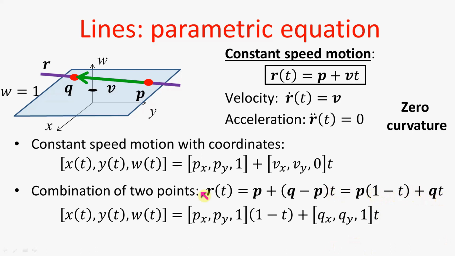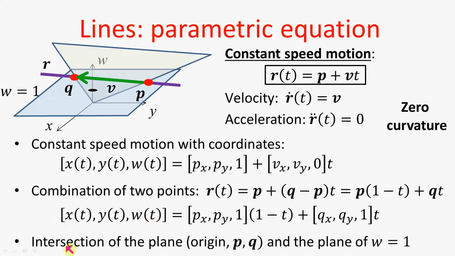So the line is just a combination of 2 points, which can also be expressed with coordinates. Now both P and Q are points of Euclidean geometry, so their extra W coordinates must be 1. This is the right way, because if we look at this extra coordinate, 1 times 1 minus t plus 1 times t is equal to 1, so in the result the extra coordinate is 1. Points of the line are indeed points of our Euclidean geometry.